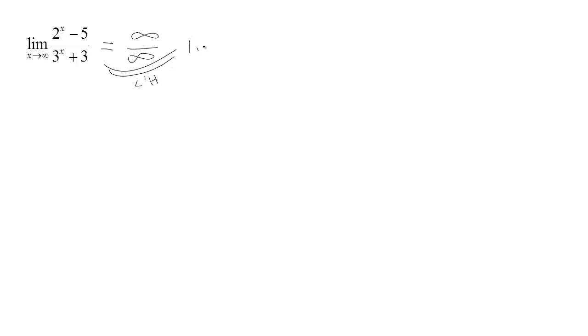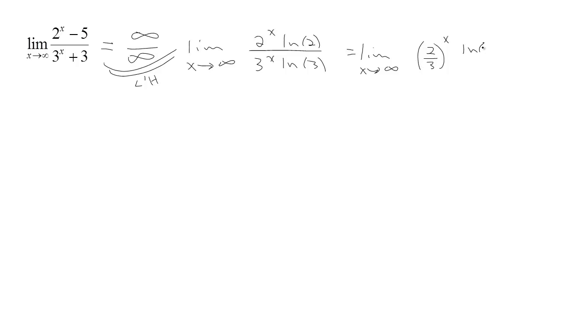which says that we'll have the limit as x to infinity of, let's see, the derivative of 2 to the x would be 2 to the x ln 2, and the derivative of negative 5 is 0. The derivative of 3 to the x is 3 to the x ln 3, and the derivative of 3 is 0. So now, as x tends to infinity here, let's combine these. We have basically 2/3 to the x, because we have 2 to the x over 3 to the x, and now ln 2 over ln 3.